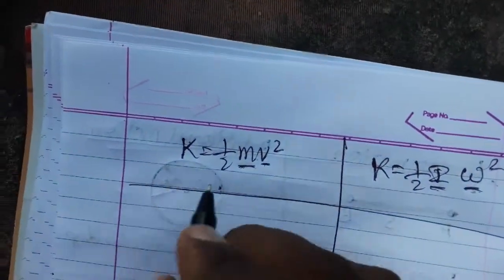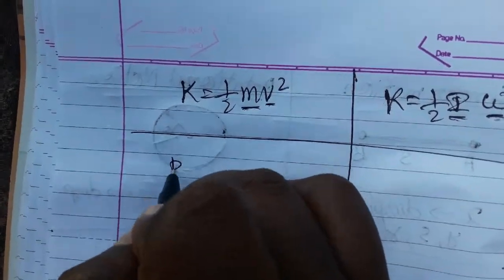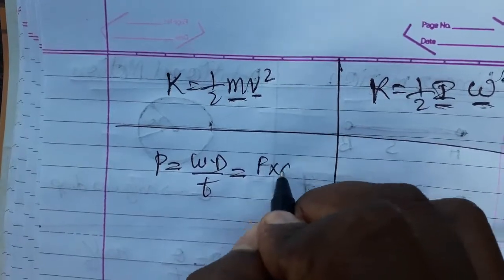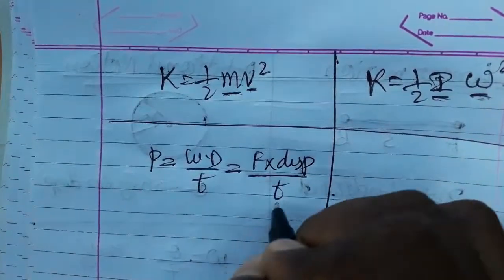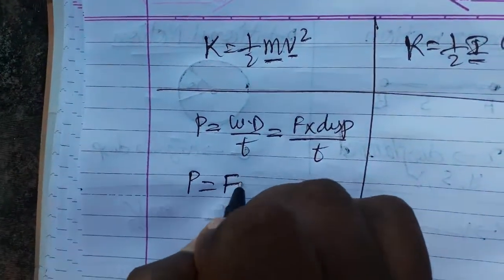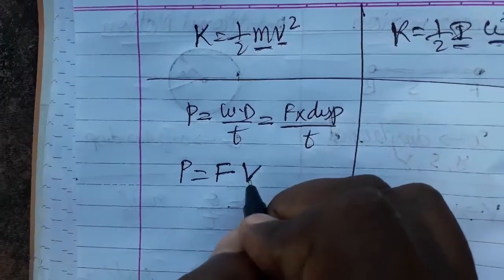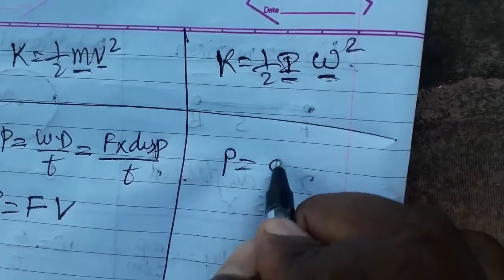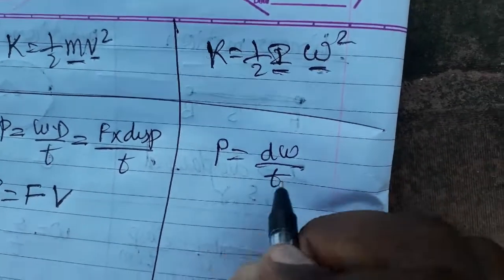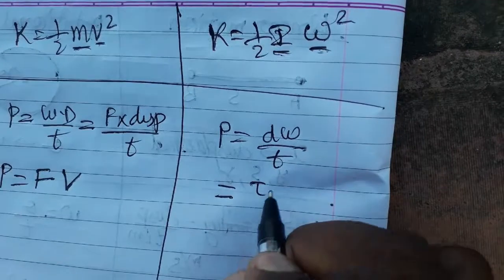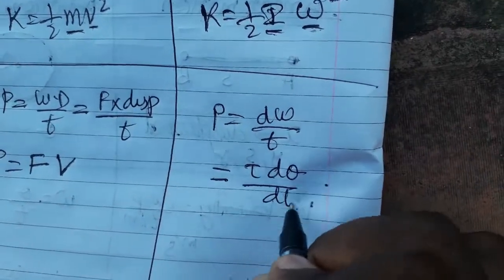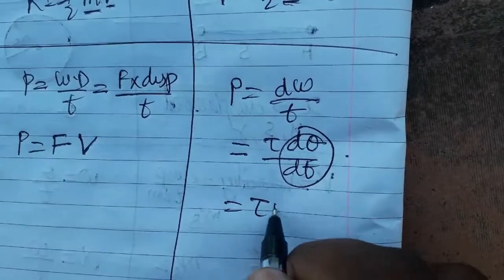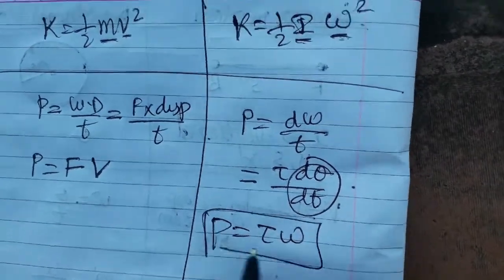In linear motion, power is work done by time, that is force into displacement by time. Displacement by time we can take as velocity, so power is equal to force into velocity. The same thing here: power is angular work done by time. Angular work done is torque into d theta by dt. Theta by t, displacement by time, is angular velocity, so torque into angular velocity is the power.